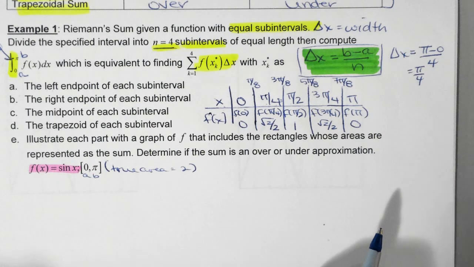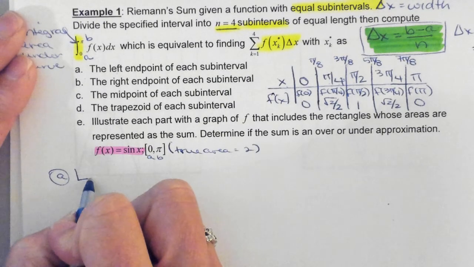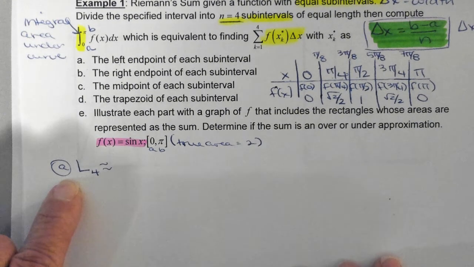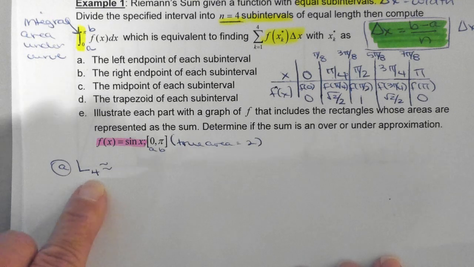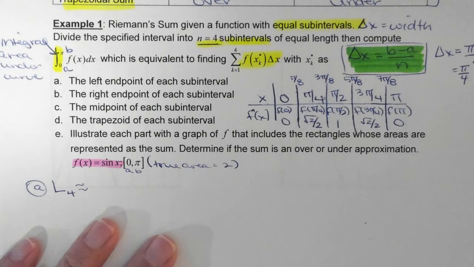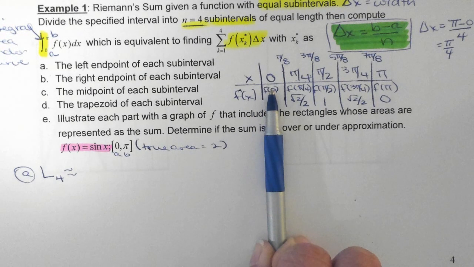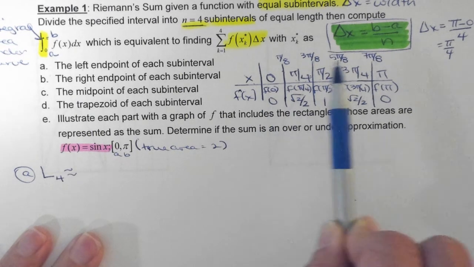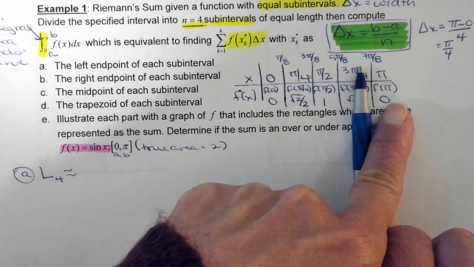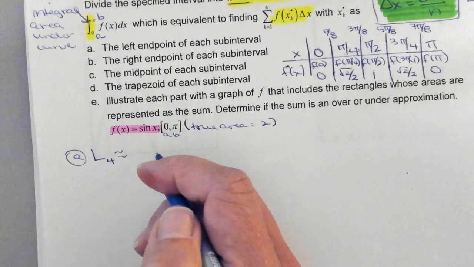You guys ready? Okay. We're going to start with A, and we're going to calculate L sub 4. This is approximately, meaning I am going to approximate the area under the curve using 4 rectangles and the left endpoint. Now, when you use the left endpoint, you're starting on the left and you are only using 4 points. 1, 2, 3, 4. This is the far right endpoint. I do not use this.